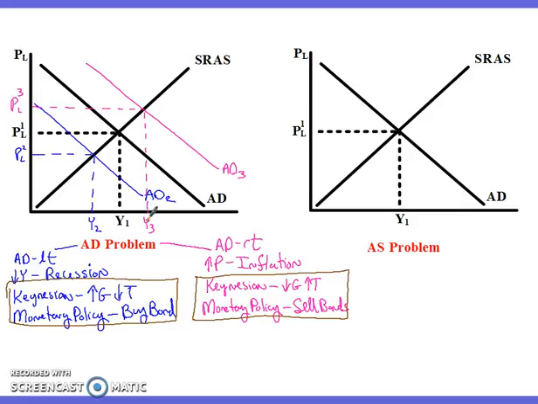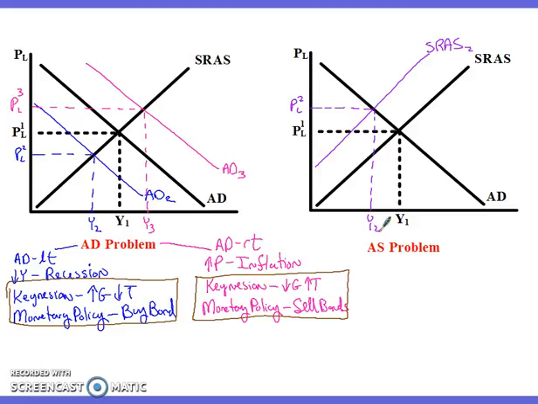Now, let's look at the aggregate supply side. What's an aggregate supply problem? Well, the aggregate supply problem would be if the short-run aggregate supply curve shifted to the left. Again, we can't actually see this in the real world. You can't see supply curves in the real world. So how would we know that we have a supply side problem? Well, we would know because we would see prices going up and GDP going down at the same time.